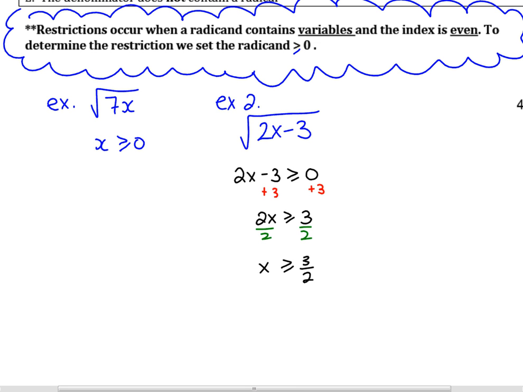Okay, so do one more. I would like you to find the restriction on root 3x plus 1. What's the restriction on x? It's kind of like when we found solutions back in the day of factoring.